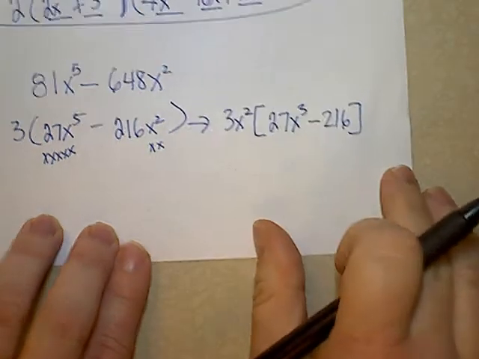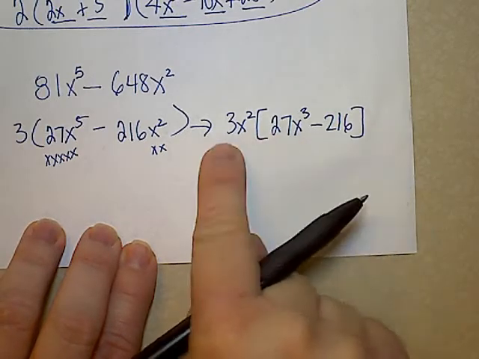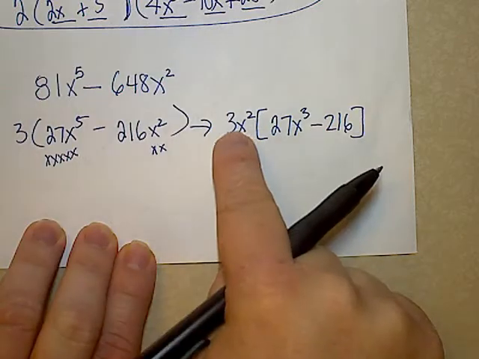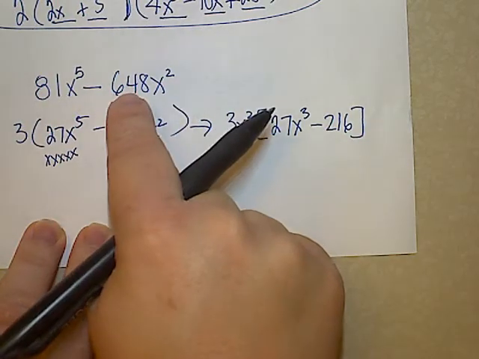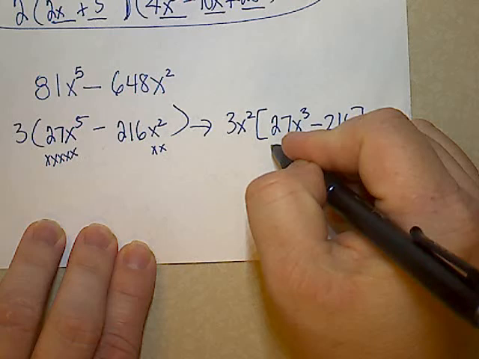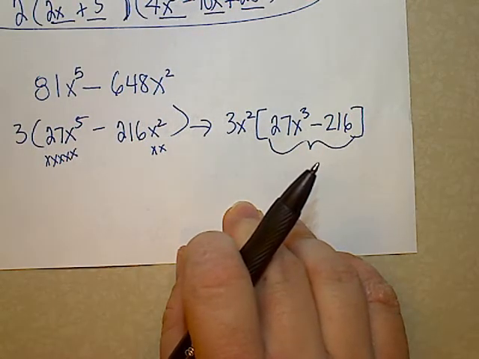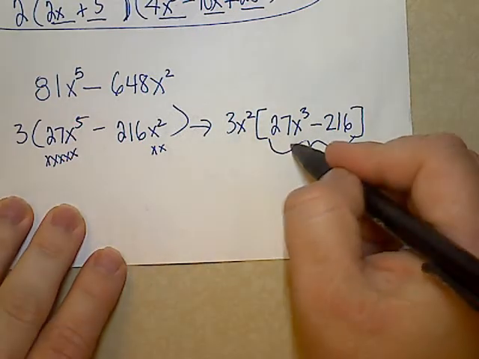I want to make sure I did that right. If I distribute, I get 81, and I would have 5 x's. If I distribute, I'd end up with negative 648, and I'd have 2 x's. Now, I'm only going to focus on this portion. At the very end is when I'll attach the 3x squared out front. Okay, so what do I do here?